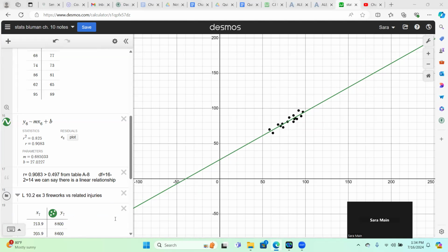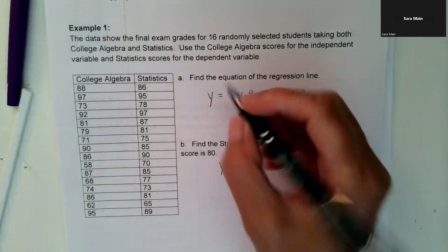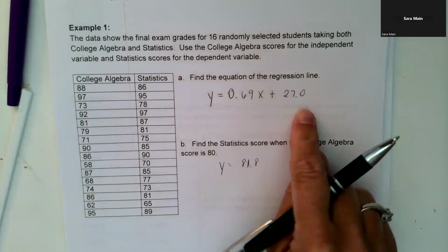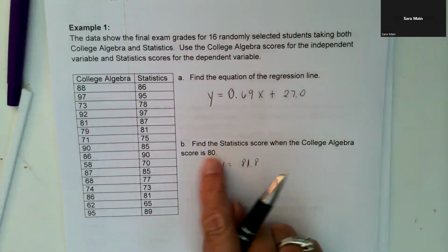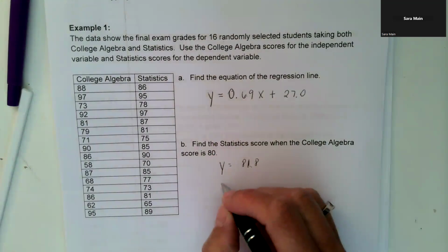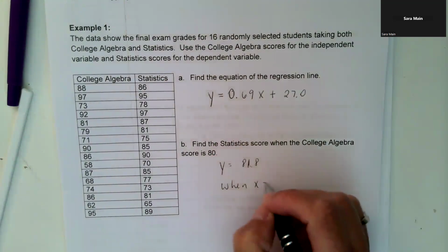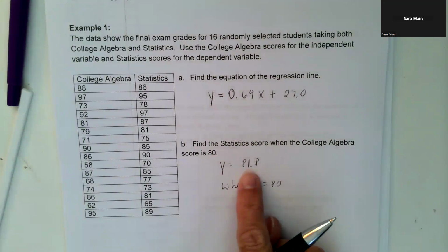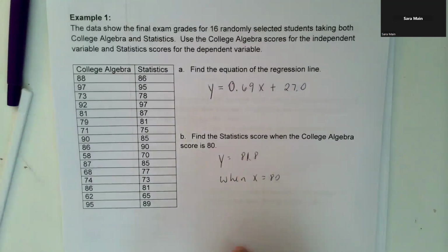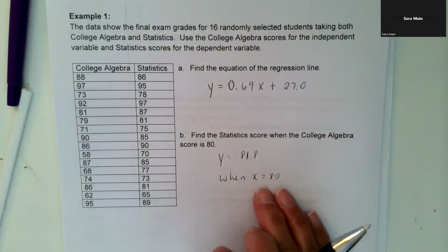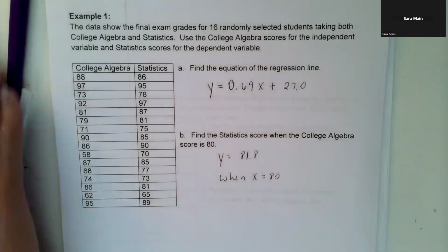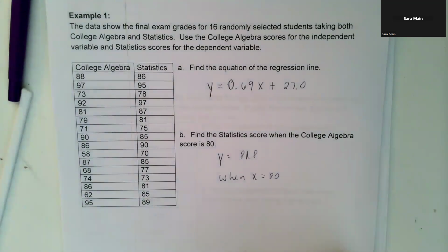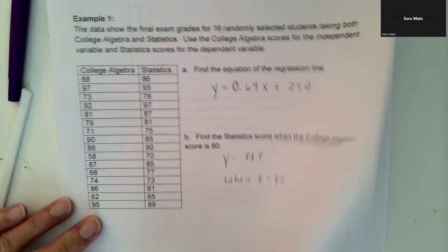I'm just going to go back and share my paper so you can see what I've written down. This is the regression model that it came up with, and then when x is 80, we found that we would predict their statistics score would be 81.8. So it does show that when you have strong algebra skills, your statistics skills will be higher as well. So let's go to example 2.